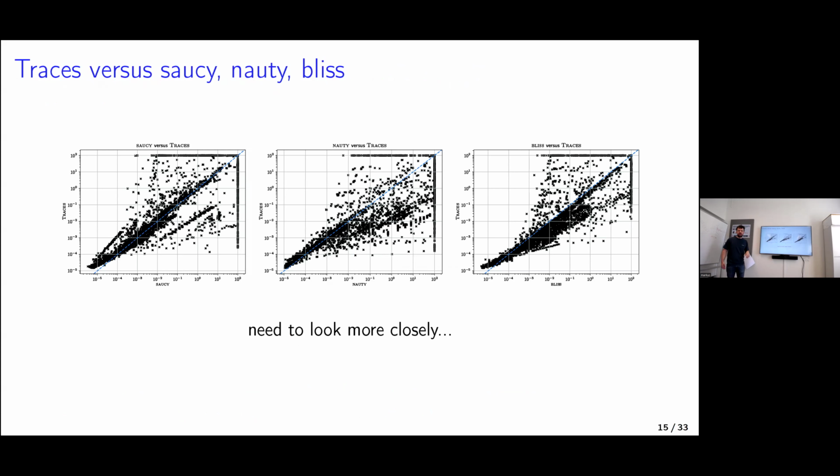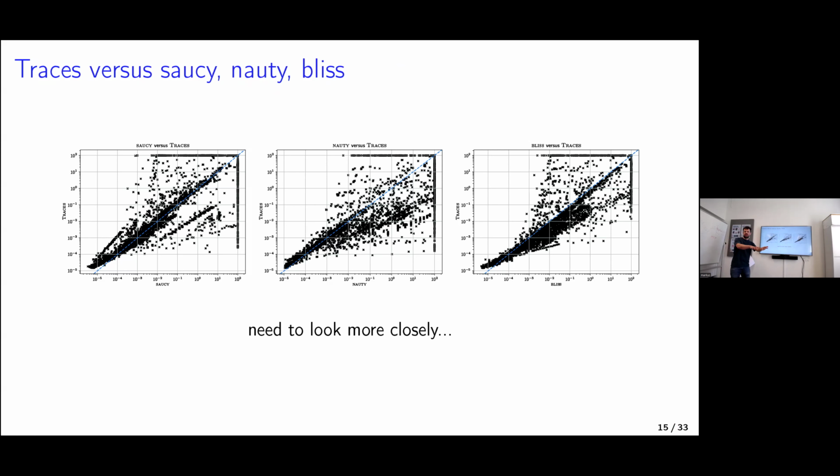Well, it's kind of all over the place, right? There are a lot of points above the diagonal, lots of them below, and you can't really tell which one is faster. There are also lots of timeouts on one side, lots of timeouts on the other side, and for all of these tools. Maybe here you could argue that this is faster. Anyway, we need to look more closely at these results.